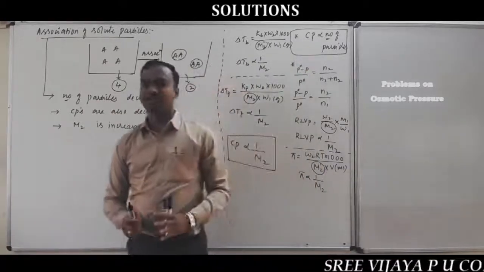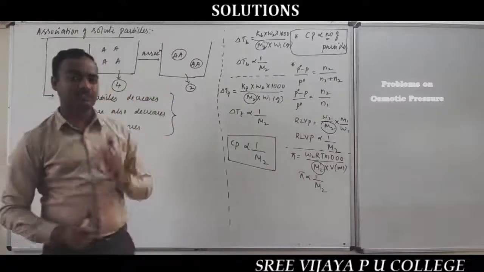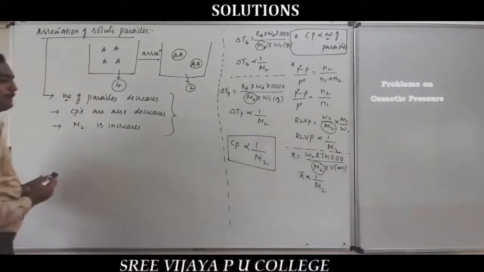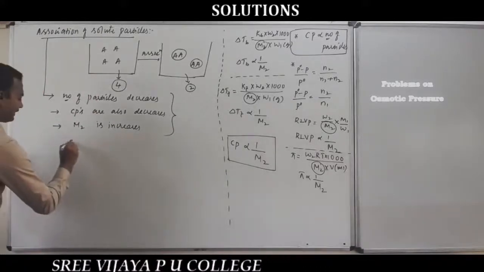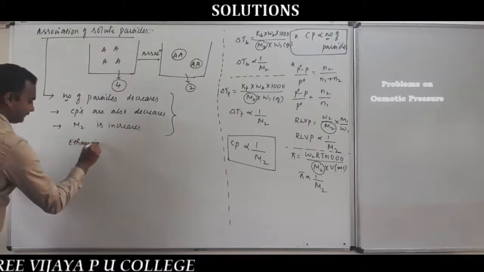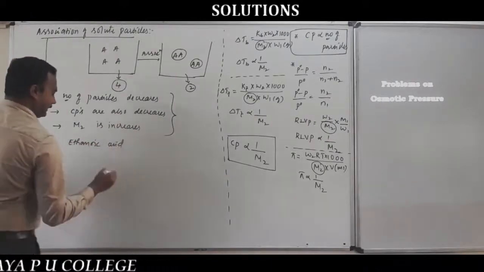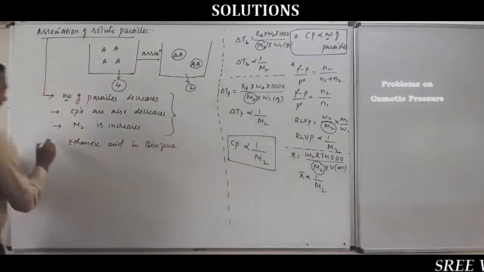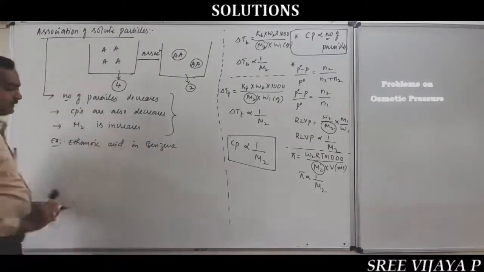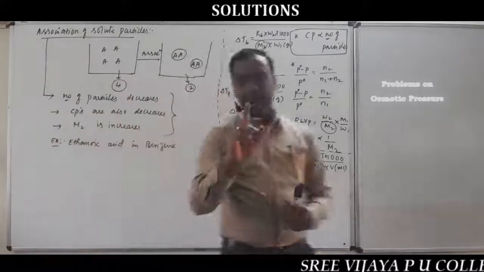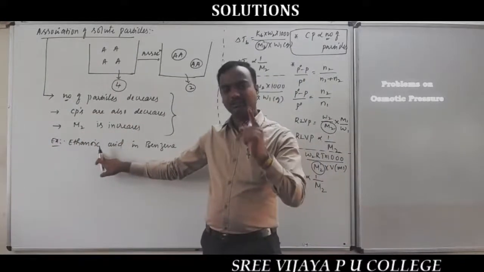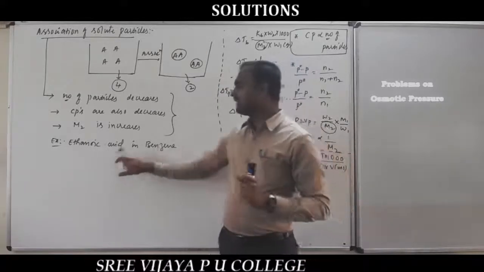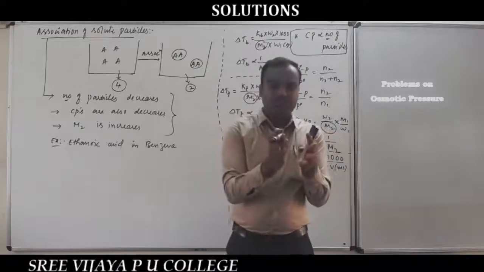All the colligative properties mainly depend on the number of solute particles. Let me take a simple example of association of solute particles: ethanoic acid in benzene. This is the best example for association of the solute particle. Ethanoic acid is the solute here, and ethanoic acid is nothing but acetic acid. Benzene acts as the solvent. So in benzene, ethanoic acid undergoes association.